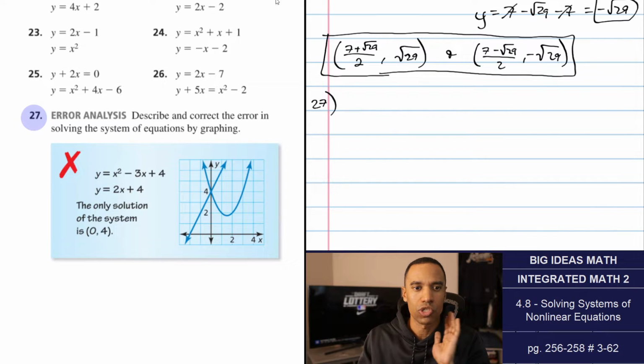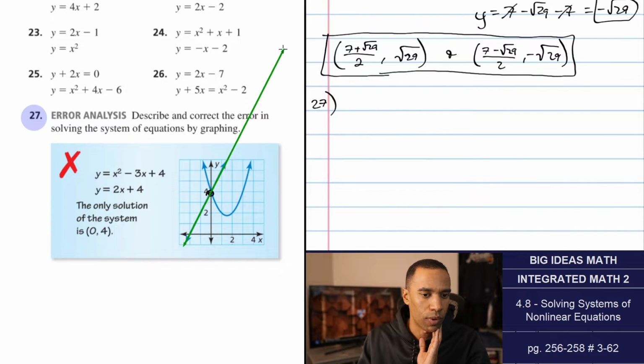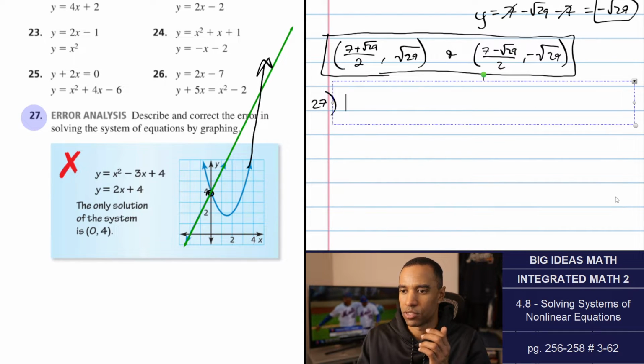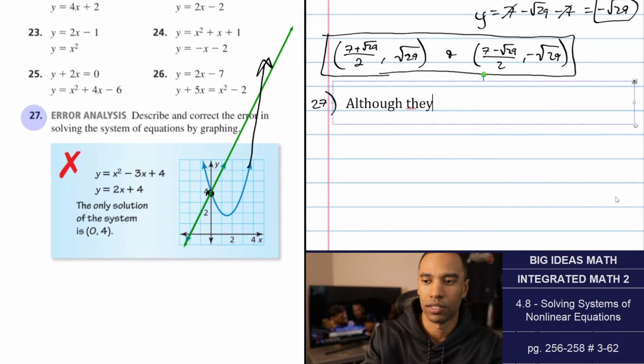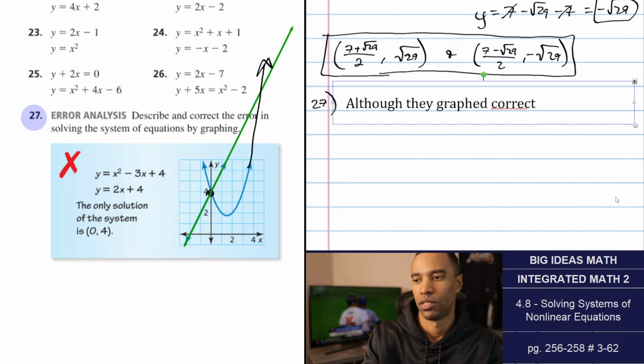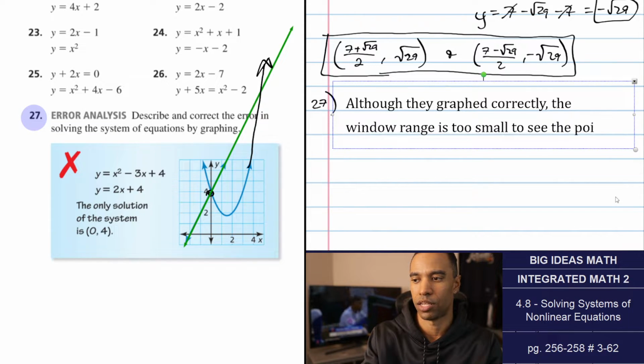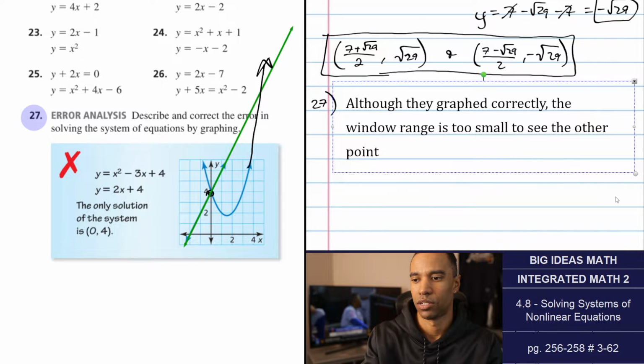The issue is assuming this only has one solution. Our window range is so limited, you can tell that with this line here, if this line kept going, boom, boom, like that, the parabola is going to curve up enough, and eventually you're going to find another place where it hits, right? So let me type it as I say it. Although they graphed properly, the window range is too small to see the other point of intersection.